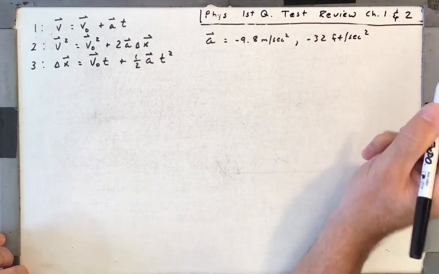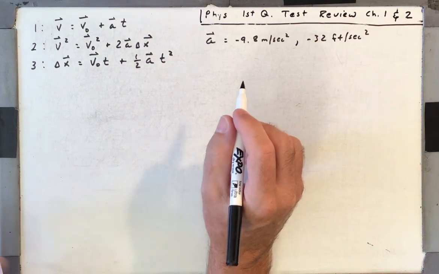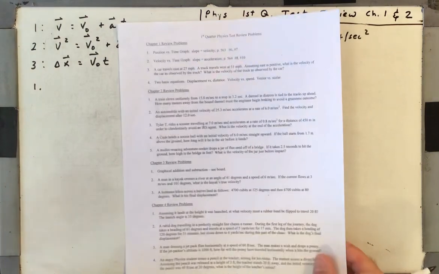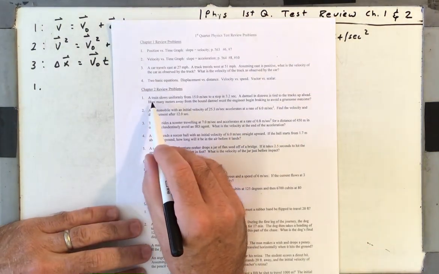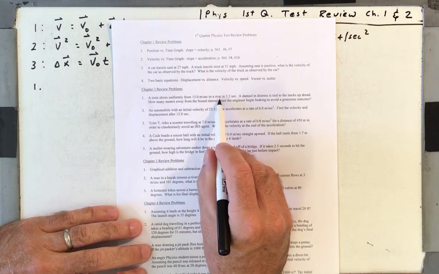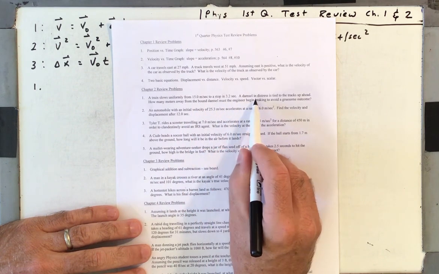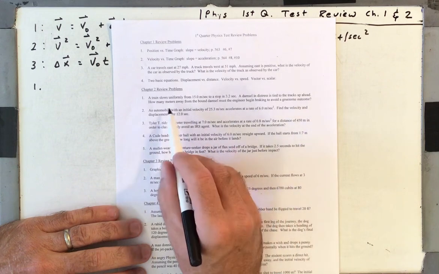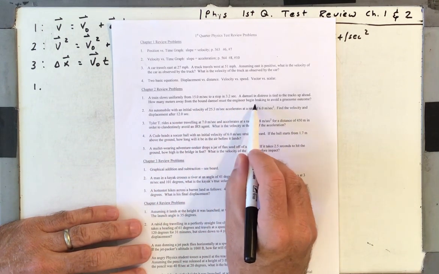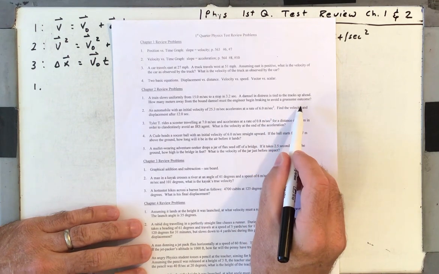If it's a free fall type of problem. Okay, let's go through some of these example problems here. This is a very good review of chapter 2. Number 1 says a train slows uniformly from 15 meters a second to a stop in 3.2 seconds. A damsel in distress is tied to the tracks up ahead. How many meters away from the bound damsel must the engineer begin braking to avoid a gruesome outcome?